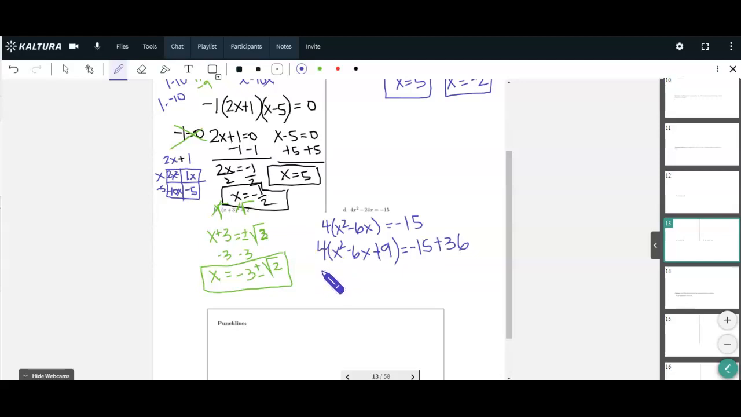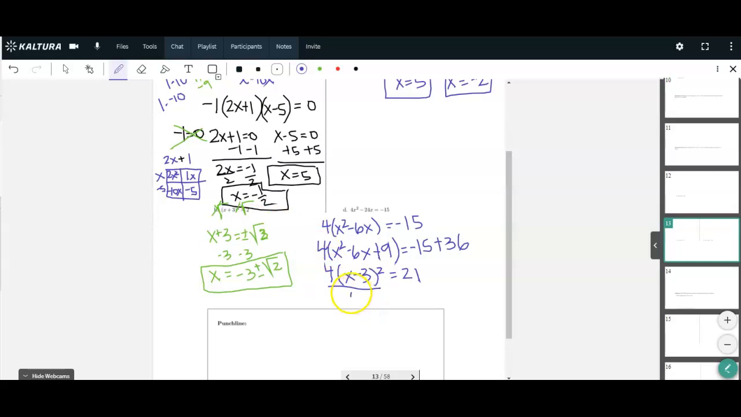I wrote down 4 times x minus 3 squared equals 21. Yeah. Because remember, this is a perfect square trinomial, that x squared minus 6x plus 9, and so that factors to be x minus 3 times x minus 3. But we're going to write it this way so that we can use this square root property like we did on B. Right? Okay, then what do we do from there?